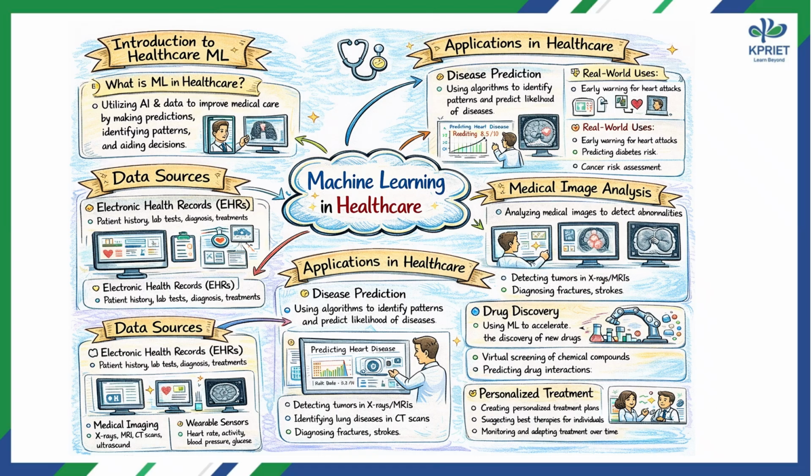In drug discovery, it is used to accelerate the discovery of new drugs, virtual screening of chemical compounds, and predicting drug indications. Personalized treatments are performed by creating treatment plans, suggesting the best therapies for individuals, and monitoring and adapting treatment over time. The early detection of tumors in X-rays, identifying lung diseases in CT scans, and diagnosing fractures and strokes. So this is where disease prediction is done with the help of machine learning.